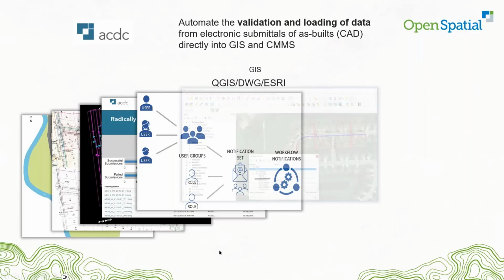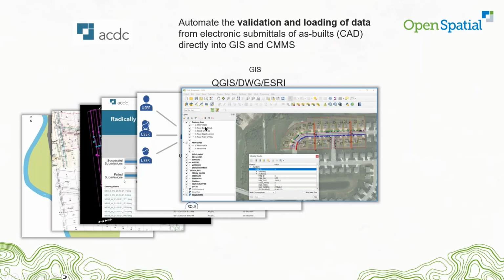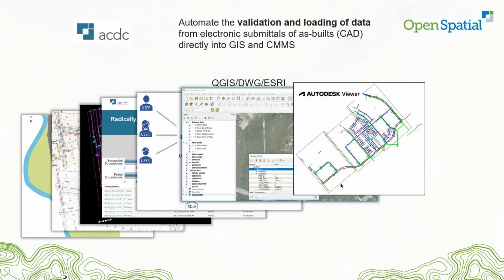We can output to any GIS format. We use OGC compliant outputs, one of which, so here's the data in, say, QGIS. You can see feature layers, you can see attributes, that sort of thing.